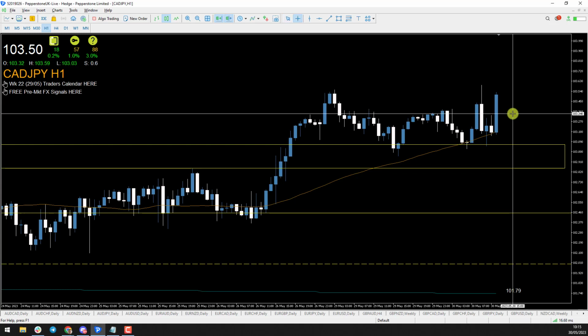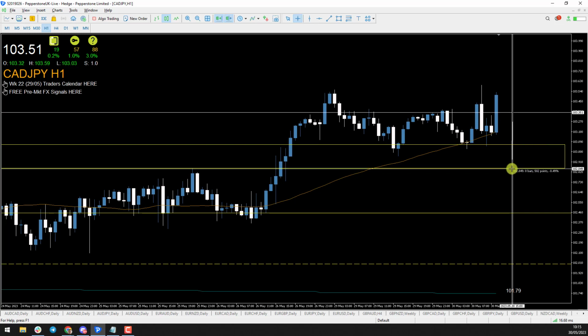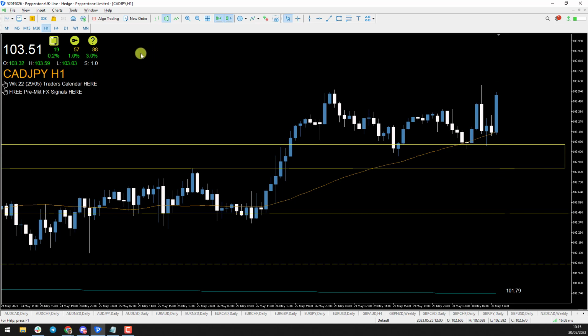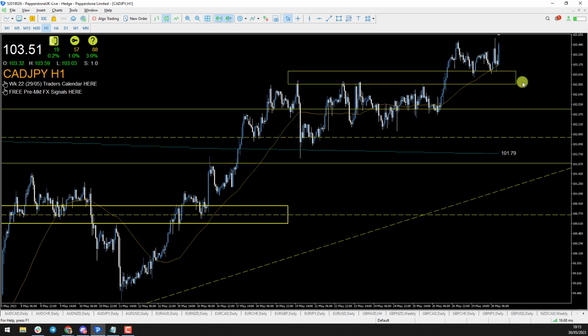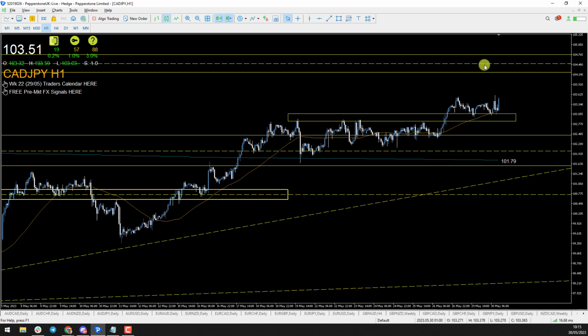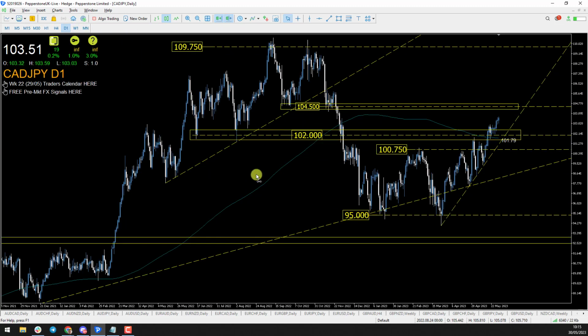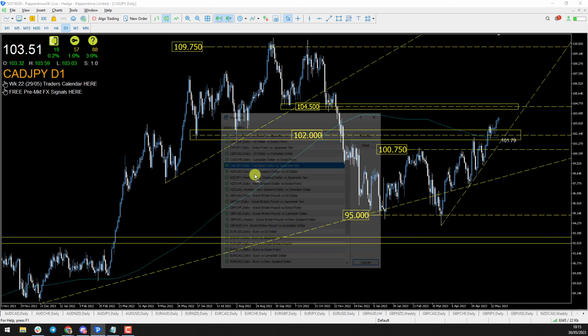Okay, so if we were to put an order, let's say 103.35, just to get us in there, and then a stop loss down at the 102.80, then we can target that area up at the 104.50 handle.